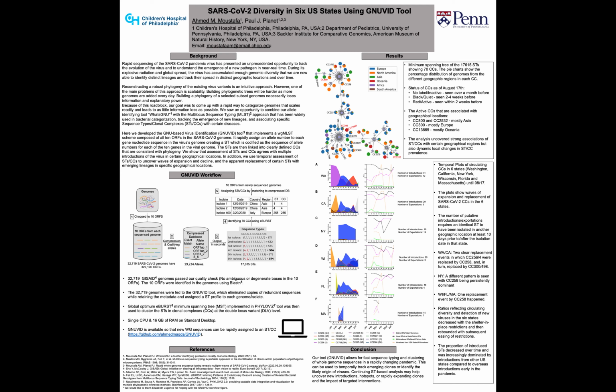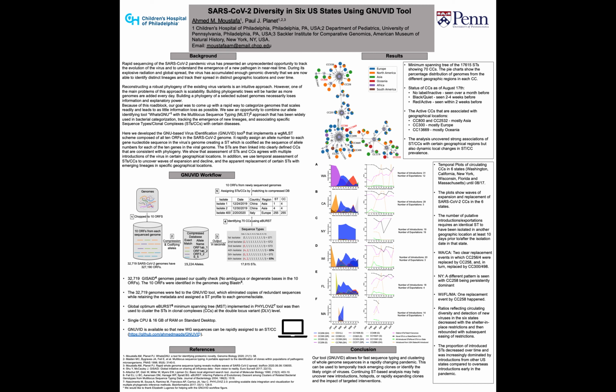Because of this roadblock, our goal was to come up with a rapid way to categorize the genomes that scales readily and leads to as little information loss as possible. We saw an opportunity to combine our allele identifying tool, What'sInU, with the multi-locus sequence typing approach, which has been widely used in bacterial categorization and tracking the emergence of new lineages and associating specific clonal complexes and sequence types with certain diseases.